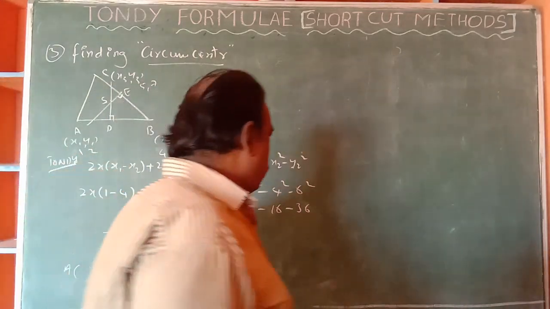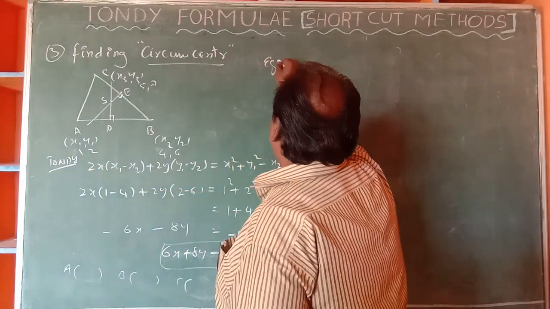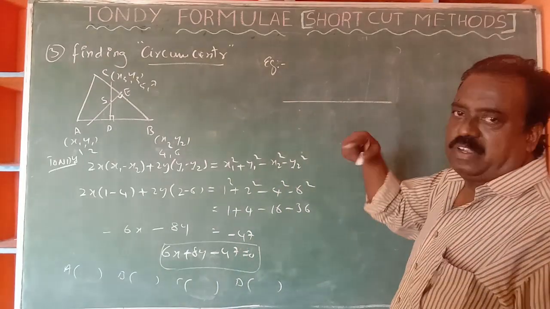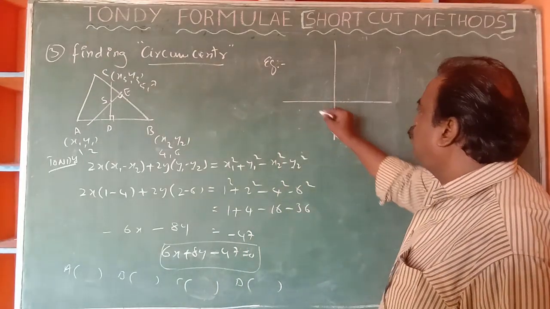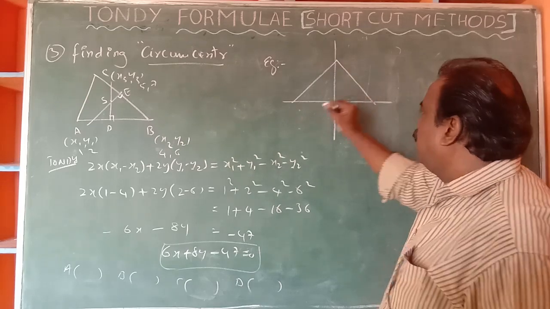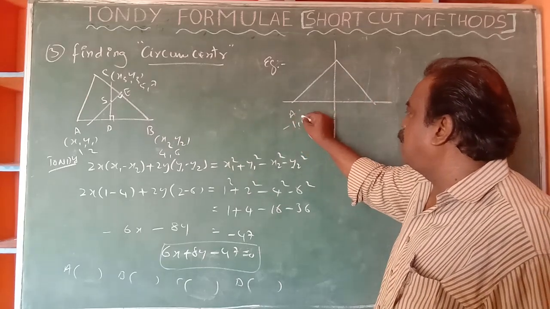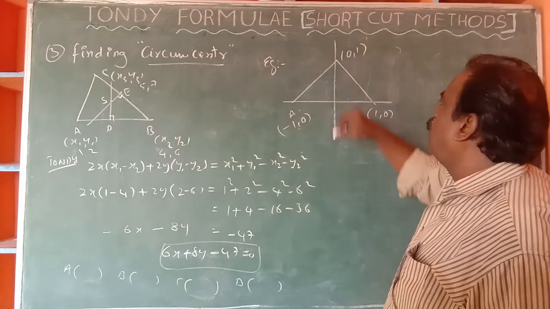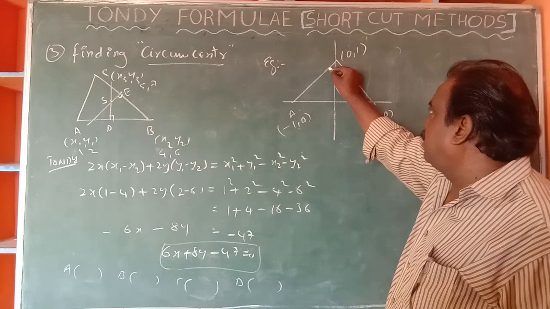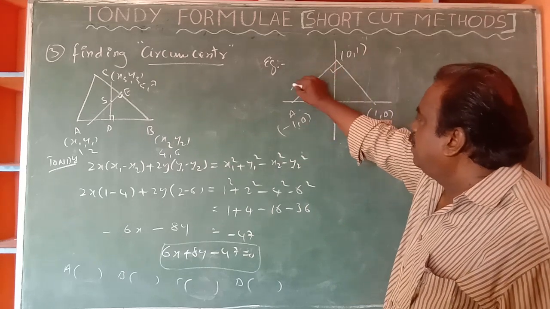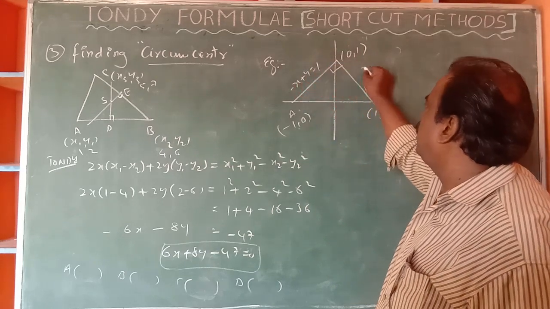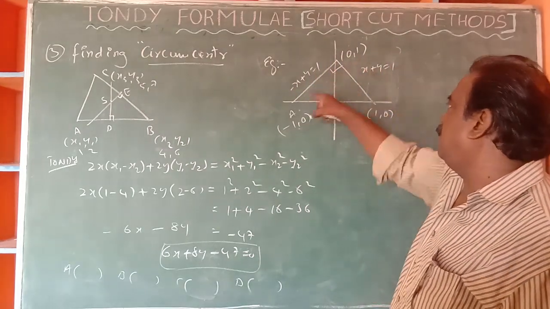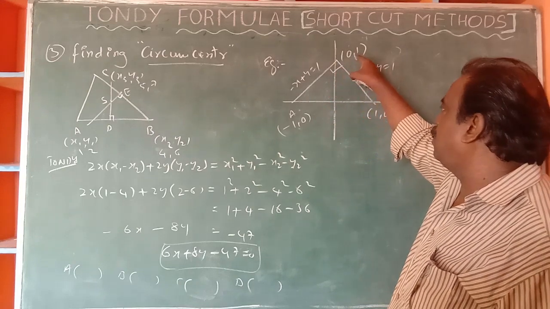Now perfectly we take an example. For finding the orthocenter, in the previous second formula I used one triangle. It is minus 1 comma 0, 1 comma 0, and 0 comma 1. It is a right angle, because the lines are minus x plus y is equal to 1 and x plus y is equal to 1. Don't confuse, this is a triangle. It is a right angle. It is the orthocenter, you know it.